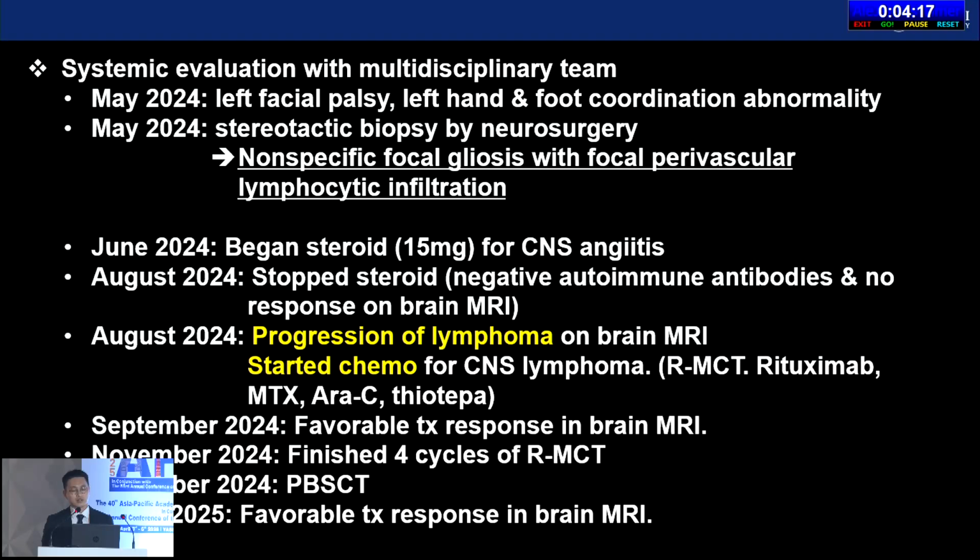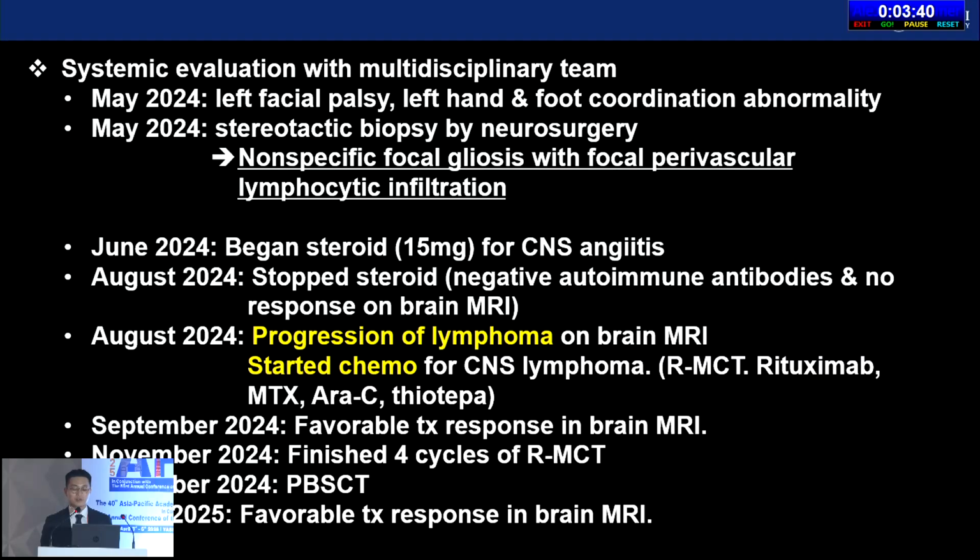However, it showed non-specific focal gliosis with focal perivascular lymphocytic infiltration. The neurologist began steroid treatment for CNS angiitis. However, in August, they stopped steroid because her autoimmune antibodies were negative, and there was no response on her brain MRI. Her brain imaging from August actually showed progression of lymphoma, and they started chemo for CNS lymphoma. And in September, the MRI showed favorable treatment response.